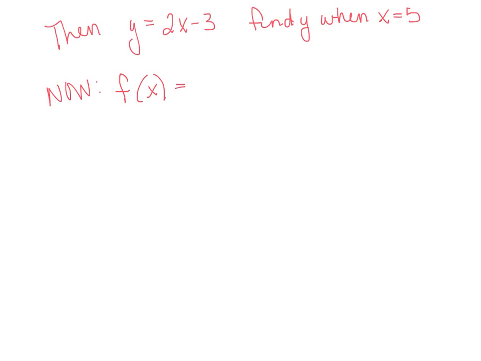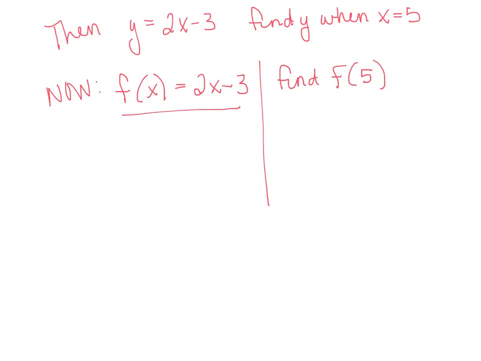Well, I'll tell you f of x is 2x minus 3. And now I'm going to ask you to find f of 5. So I have to give you the definition of the function, and then I have to ask you the question. Now what I've done is I have given you a value for x. So given x is equal to 5 now.